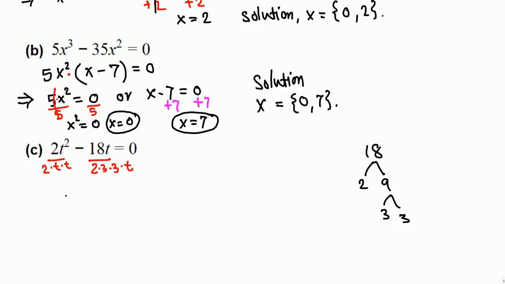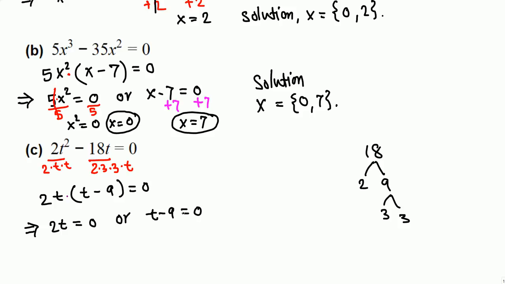Now from these two terms we have 2 common, t common, so 2t is common. When we take 2t out, 1t left, minus 2 out, so 3 times 3, 9 left, because t is also out, equals 0. Okay, now we are in the situation of a product of two factors equals 0, 2t times quantity t minus 9 equals 0. Using the zero factor property, we say either 2t equals 0 or t minus 9 equals 0.